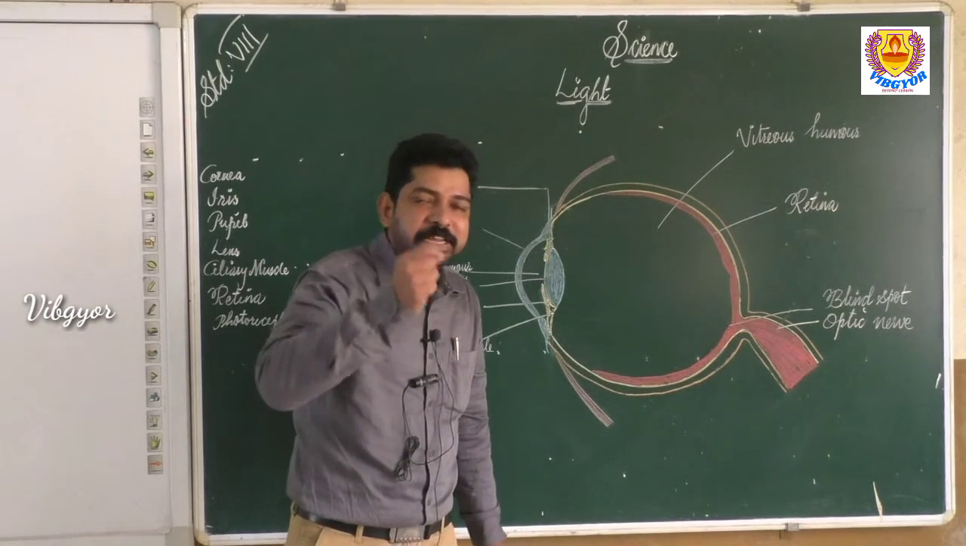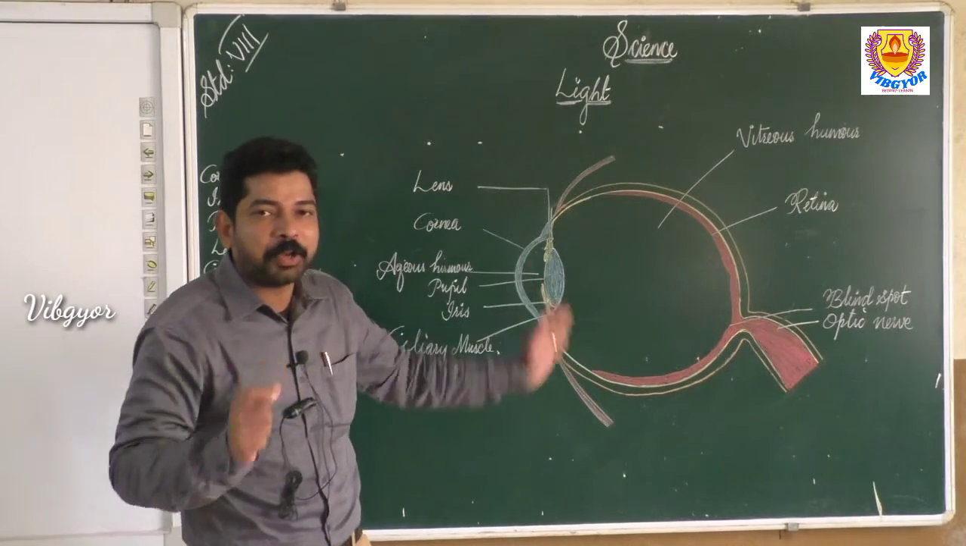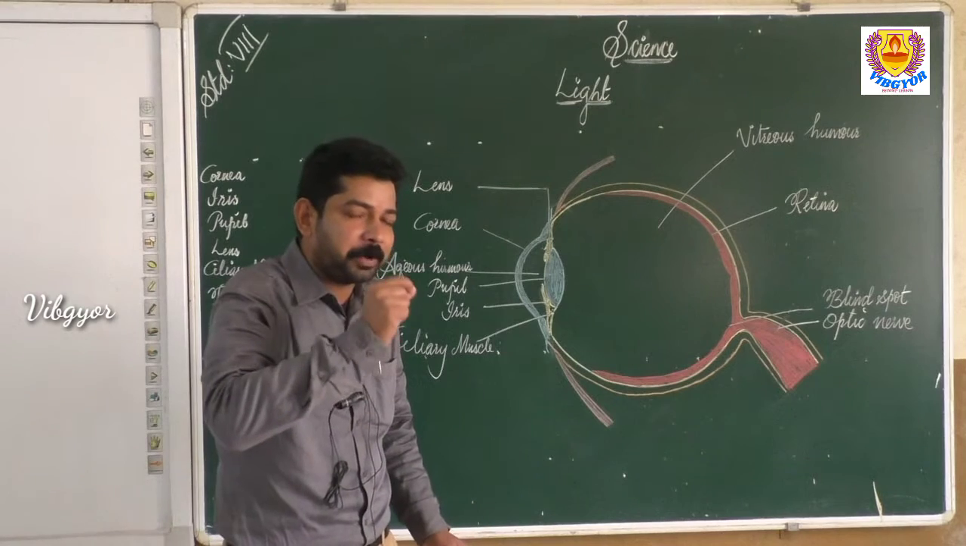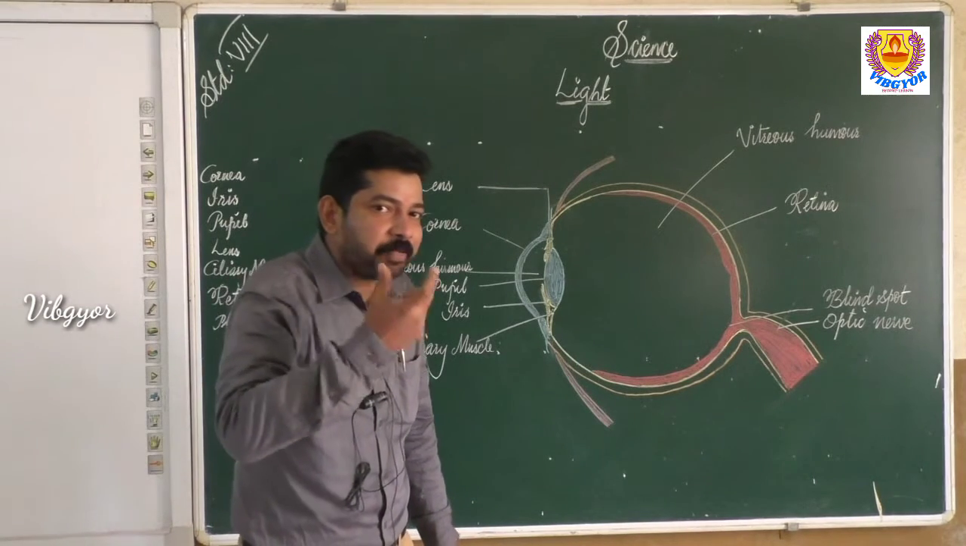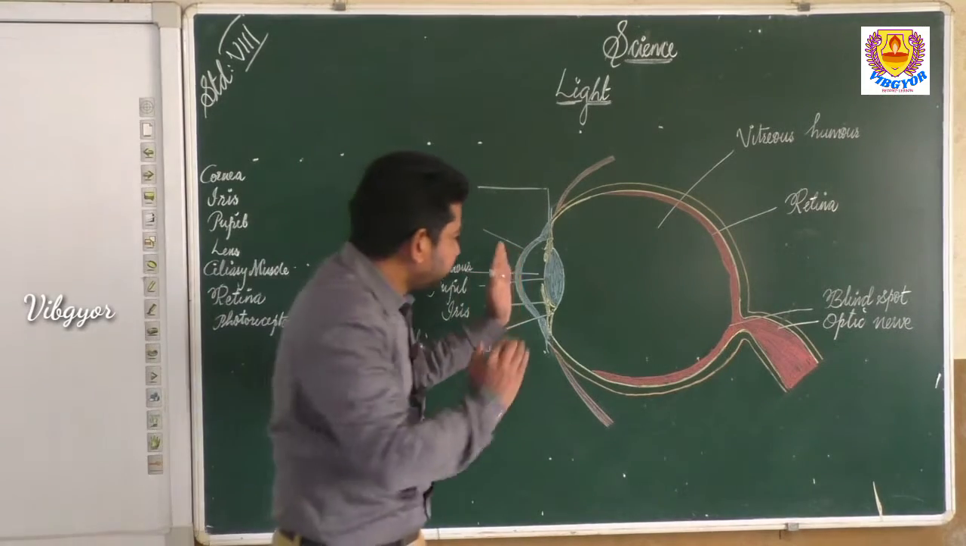It is the most important part. So it plays a very important role in the formation of images in the human eye. Which plays the more important role in the formation of image in the human eye? The lens. So here you can see a lens like this.